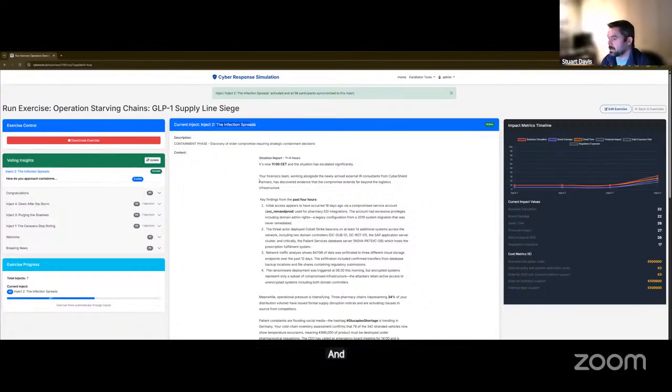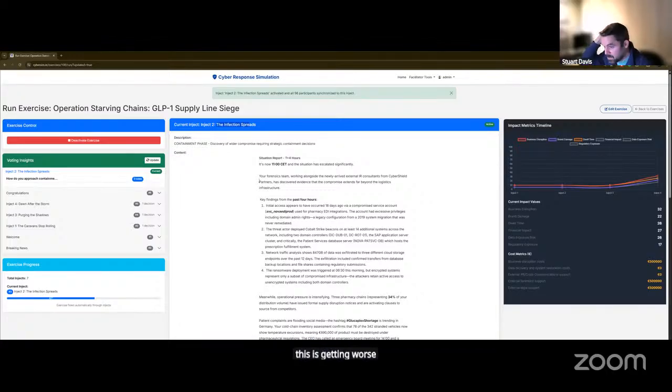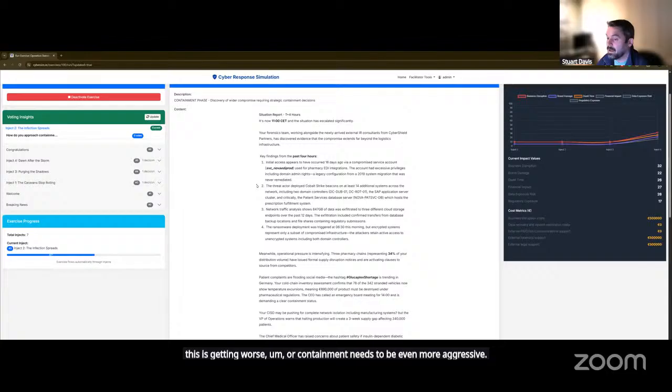And they discovered evidence that the compromise extends pretty far back in time, right? And it also extends into the logistics infrastructure. So now we found it here in our main environment, but we've now found it in other places. So what does that mean? Does that mean we have to think this is getting worse, or that containment needs to be even more aggressive? The key findings from the past 4 hours: initial access occurred 18 days ago via a service account. This is just an account that's used for making an application run or some script, and it's within our enterprise delivery applications and integrations.